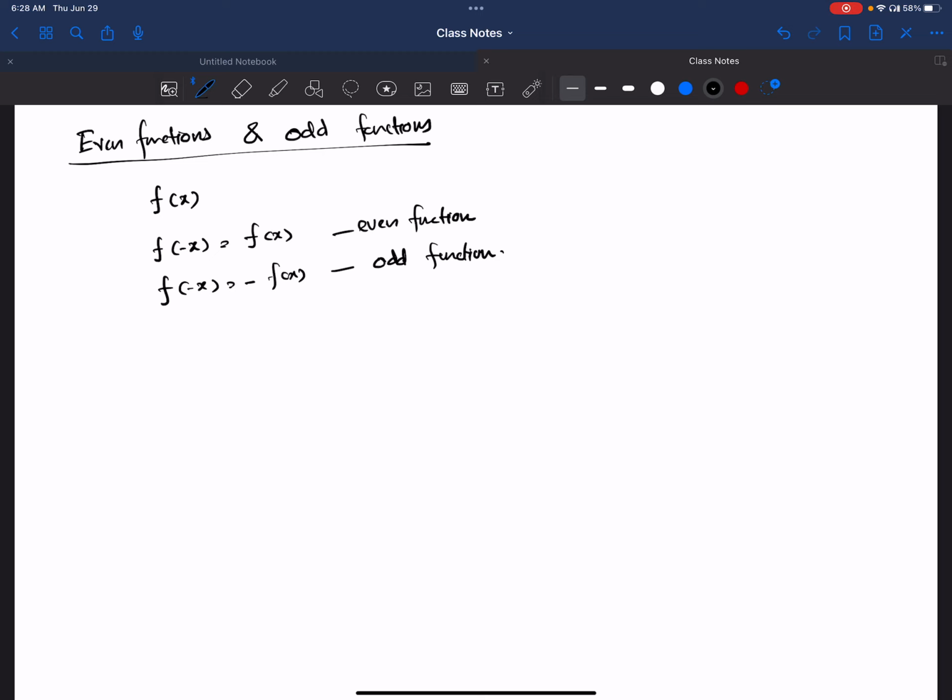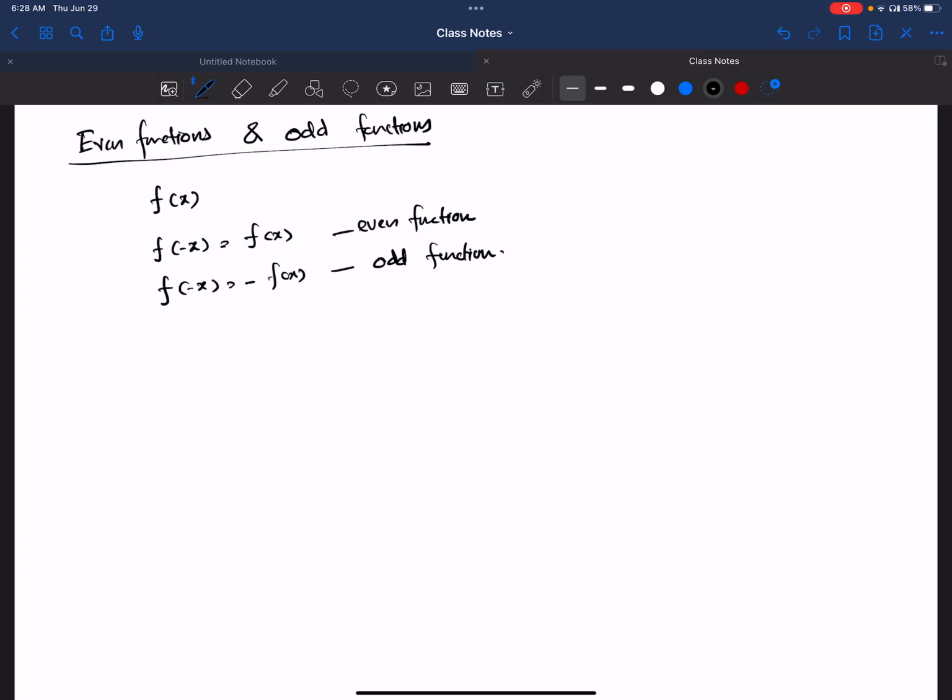Okay. Some functions are even, some functions are odd, and some functions are neither even nor odd. The graphs of even functions are symmetric about the y-axis.